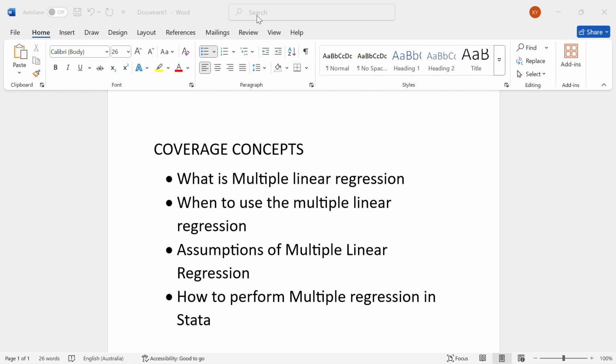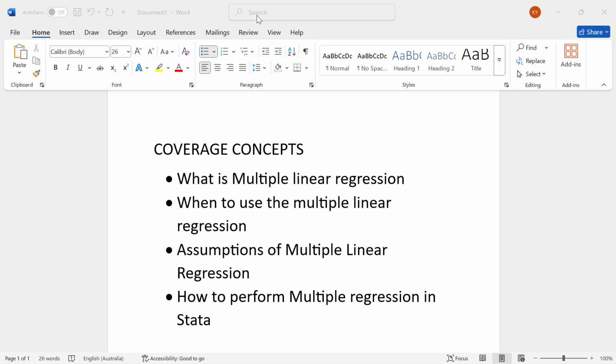Assumption number 5 states that there should be homoscedasticity, meaning that our data should show homoscedasticity. Assumption number 6, data should not show multicollinearity. Multicollinearity occurs when you have two or more independent variables that are highly correlated with each other.